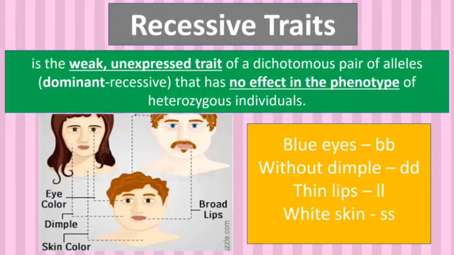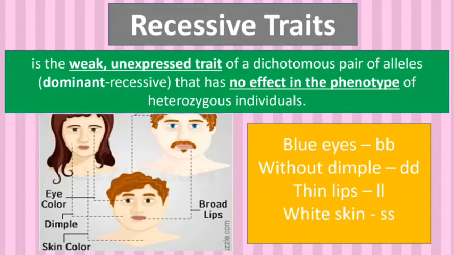The next type of trait is the recessive trait. It is a weak, unexpressed trait of dichotomous pairs of alleles that has no effect in the phenotype of heterozygous individuals. If both parents have the recessive trait, then it can be inherited or transmitted, but if only one of them has the recessive trait, then it will not be transmitted, only the dominant will be transmitted. Here, if both have blue eyes, then it will be transmitted, but they are recessive, so there are fewer chances of the child getting blue eyes.